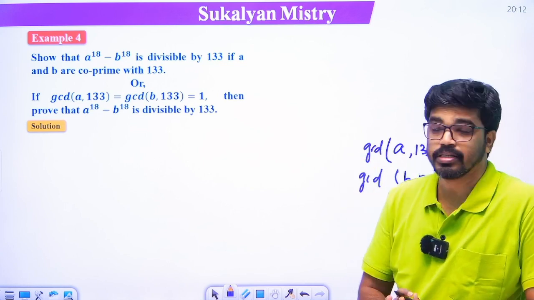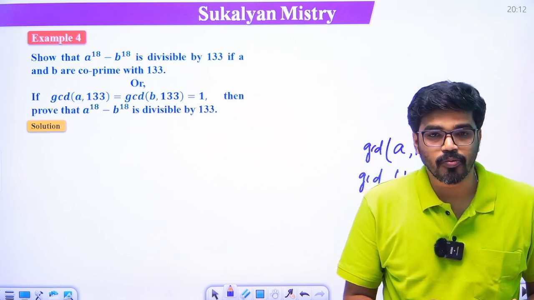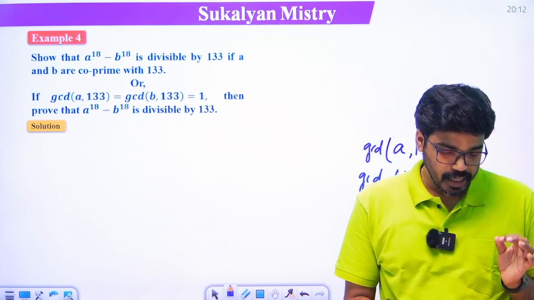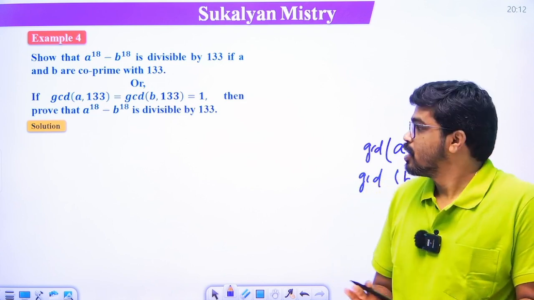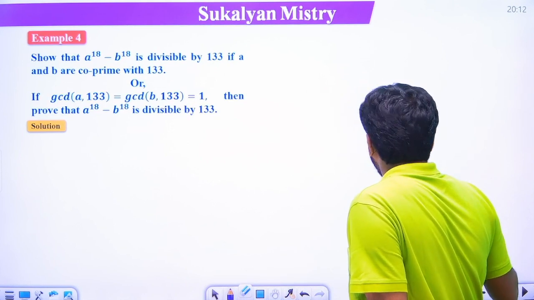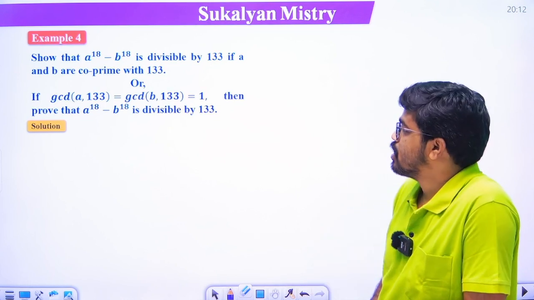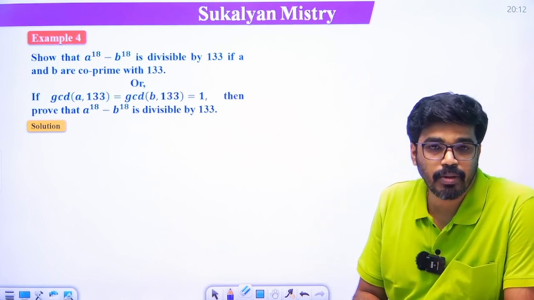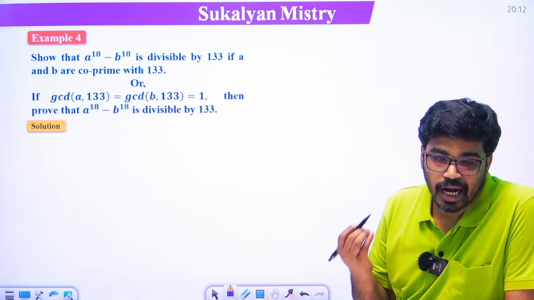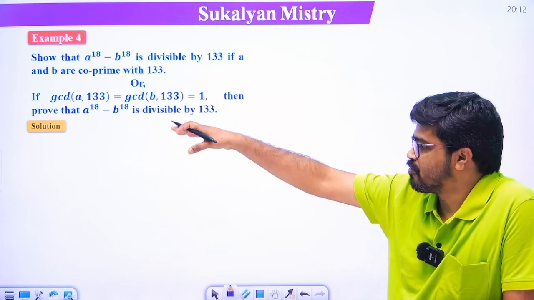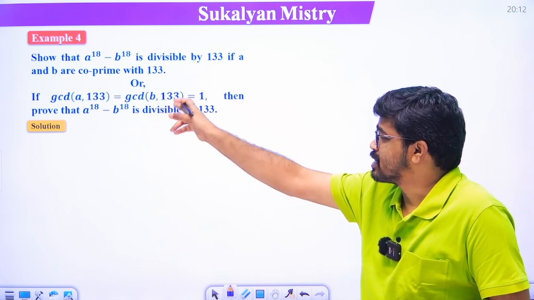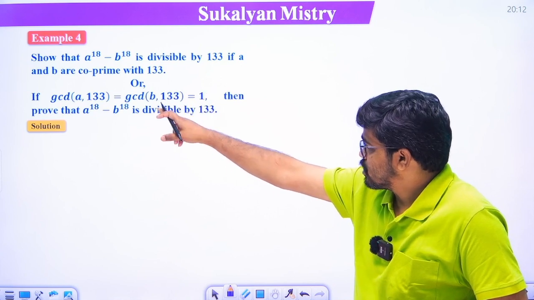Example 3 and example 4 are the same problem. First, do the prime factorization of 133, that is 7 into 19. So first of all, note this problem: a to the power 18 minus b to the power 18 is divisible by 133 if a and b are co-prime with 133. Similar problem: if GCD of a and 133 is 1, and GCD of b and 133 is 1.